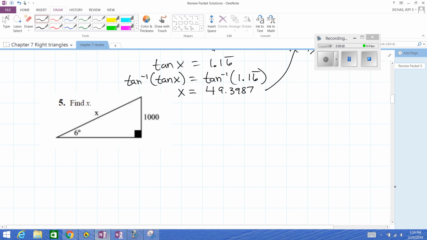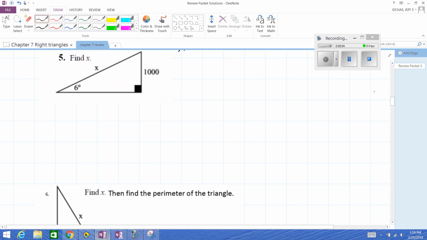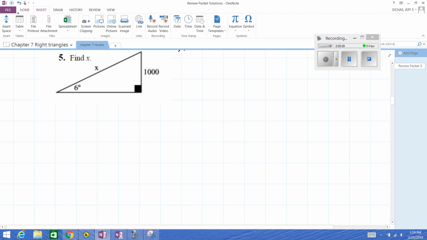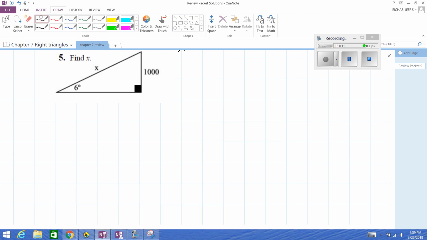Number 5 on the review packet, what we have is another trig problem. So let's start with labeling the sides based on the angle that we're using. So this is the hypotenuse, opposite the right angle. If that's the angle we're using right here, then that leg is the opposite leg, and this is the adjacent leg. So we write down our acronym.